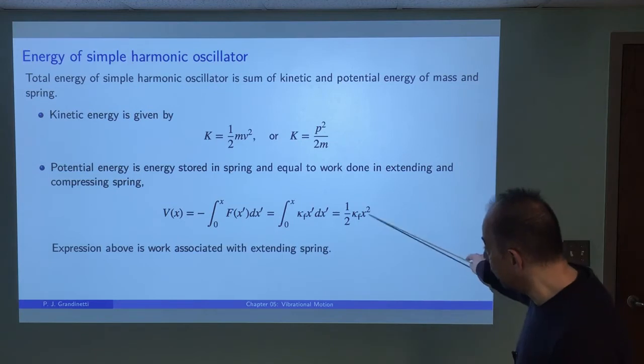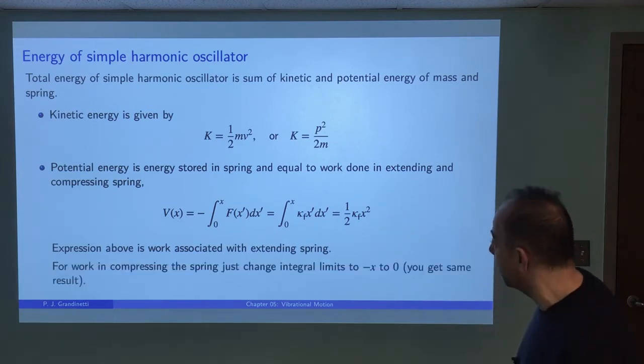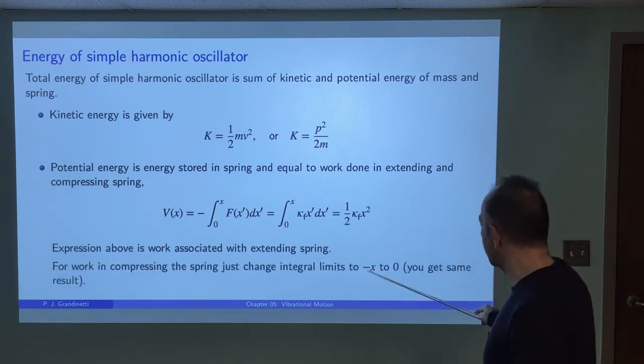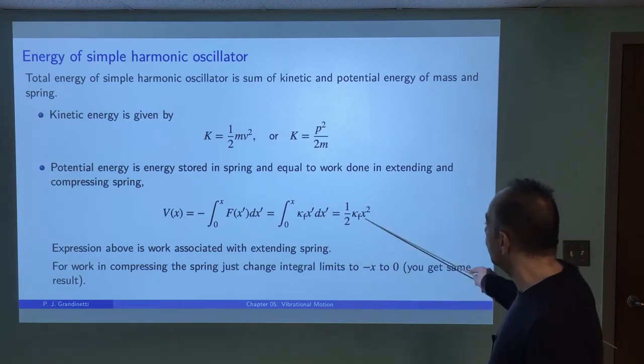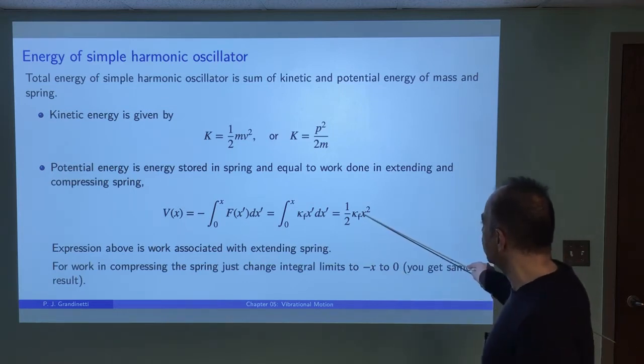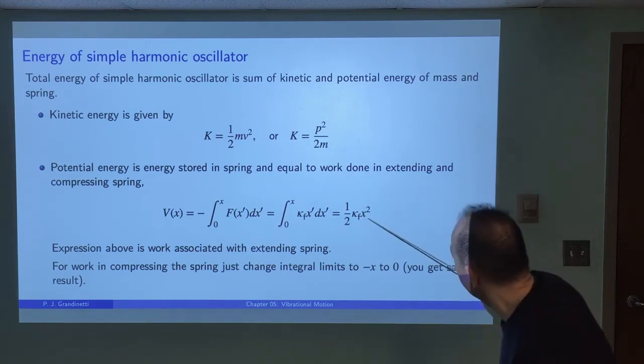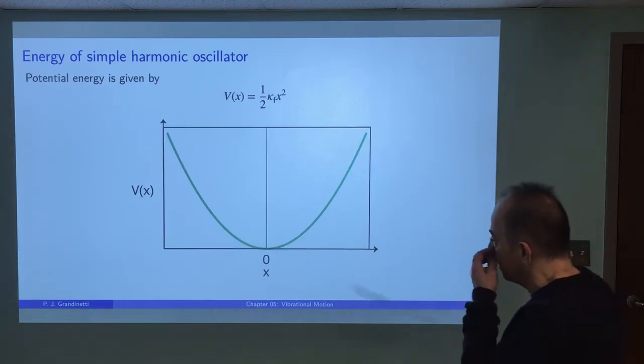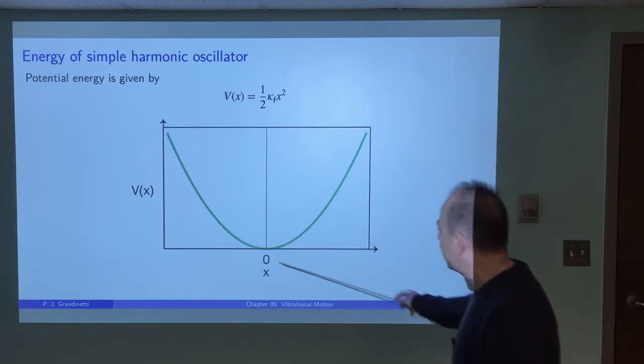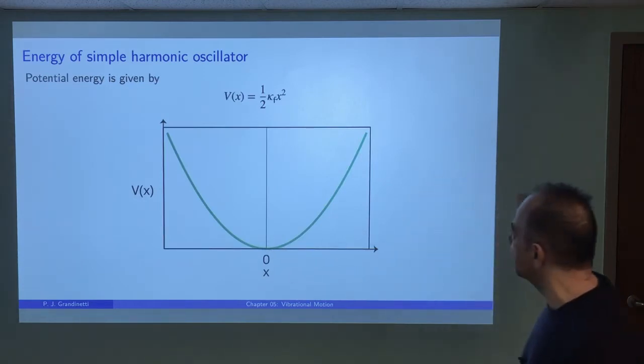Now, this is for extending the spring. If we wanted to compress the spring, we just change the limits from -x to 0, but you'll find that you get exactly the same result. So for compression or extension, you get the same result for the potential energy function. And this function here is just simply a parabola, right? It's a parabola with a minimum at x equals 0.